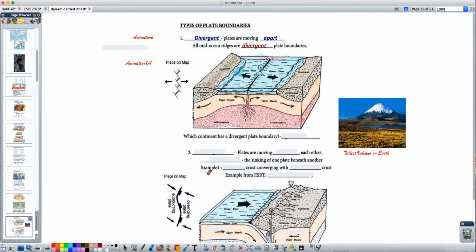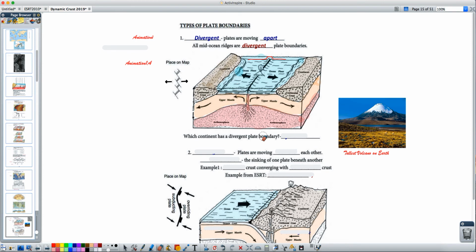Now, I have one little question to ask you. It's going to be kind of like a scavenger hunt on page 5. I told you that all mid-ocean ridges are divergent boundaries, but which continent actually has a divergent boundary in it? So I want you to look around in the ESRT for a second, and I want you to locate which continent has this type of boundary in it on land.